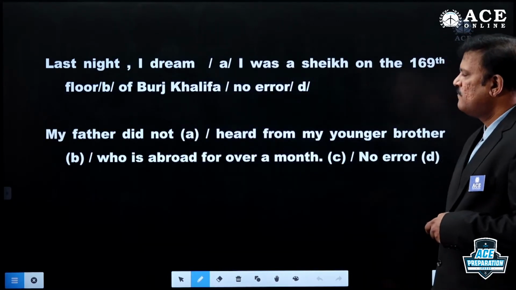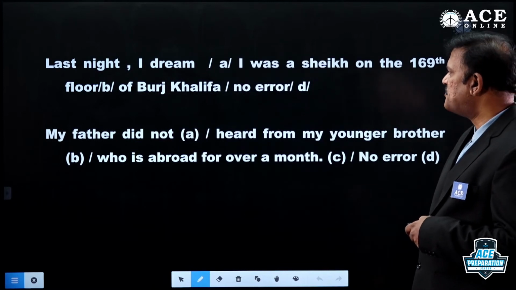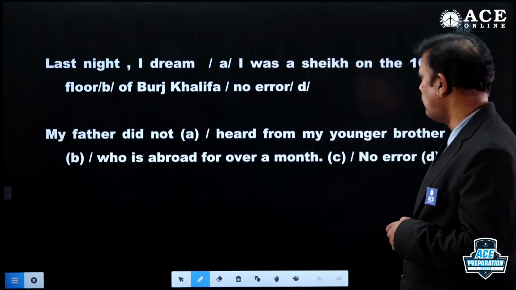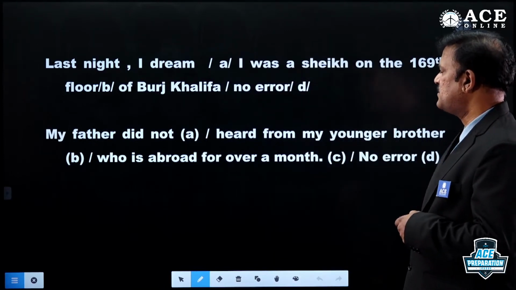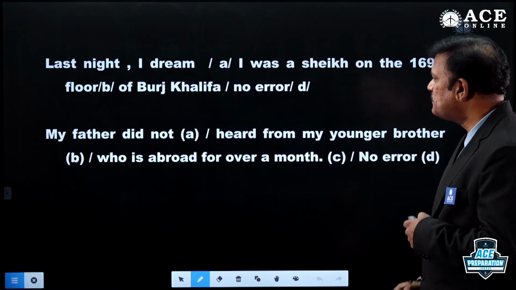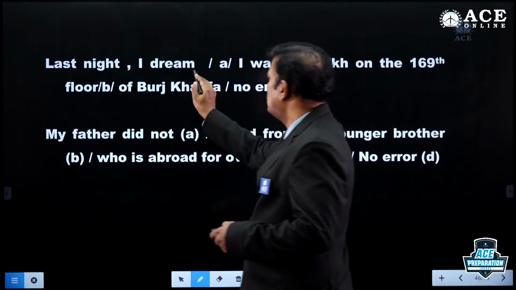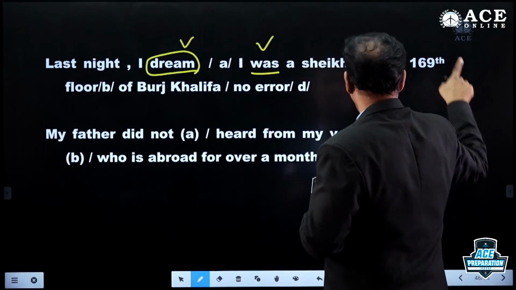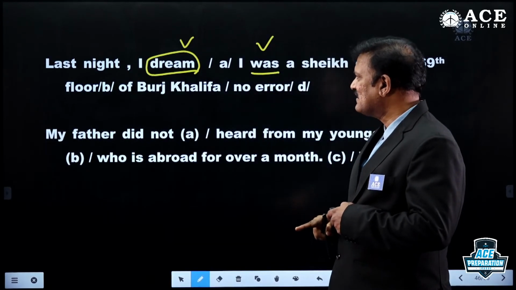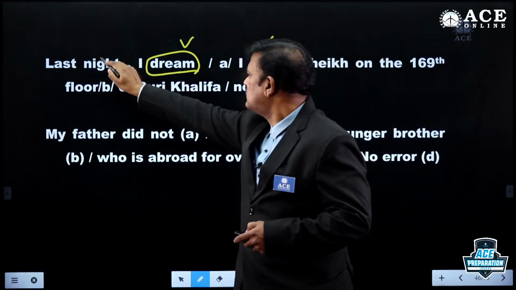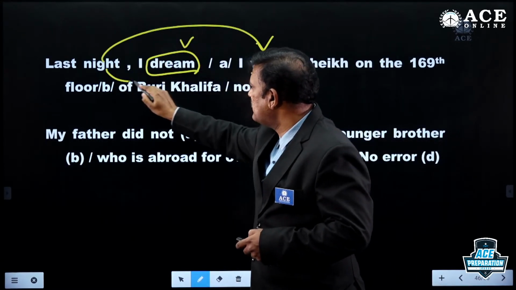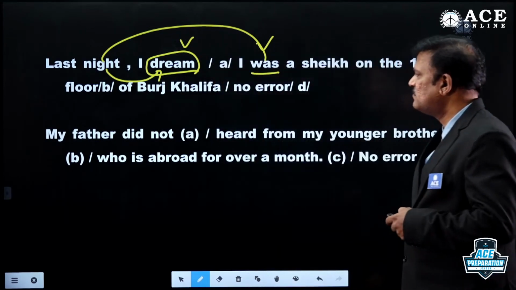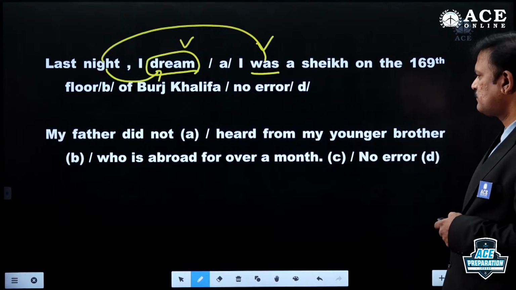Okay? Look at this one. Last night, I dreamed I was a sheikh on the 169th floor of Burj Khalifa. Okay, great dream. But give me the verbs. Last night, verb. I was verb. But look at this one. Last night is a time indicator. This is okay. Look at this one, time indicator. I dreamt. Dreamt.